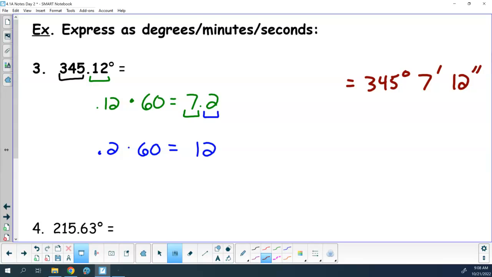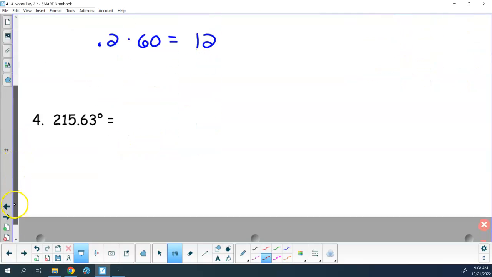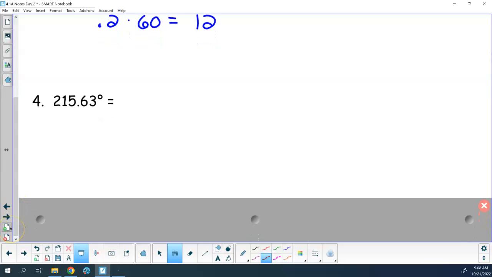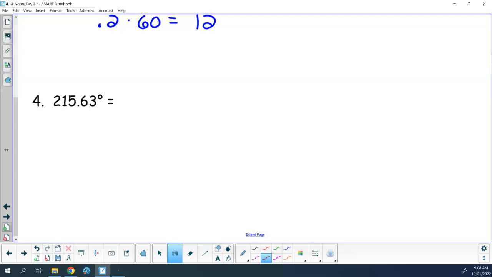Now, if it doesn't work out perfectly, because we're only going to degrees, minutes, and seconds, we would round the seconds to a tenth, to 1 decimal place. Okay? Because that's so far out on the quote unquote sig figs or rounding that we're good by rounding that one to a tenth. Okay? You try number 4. It would be our last example of the day.